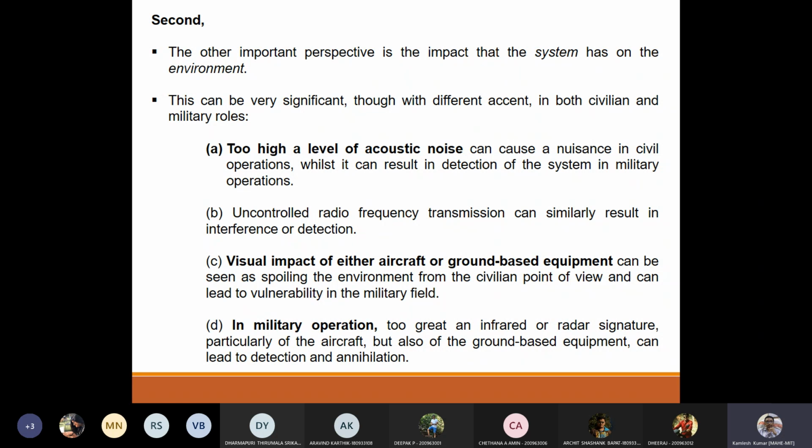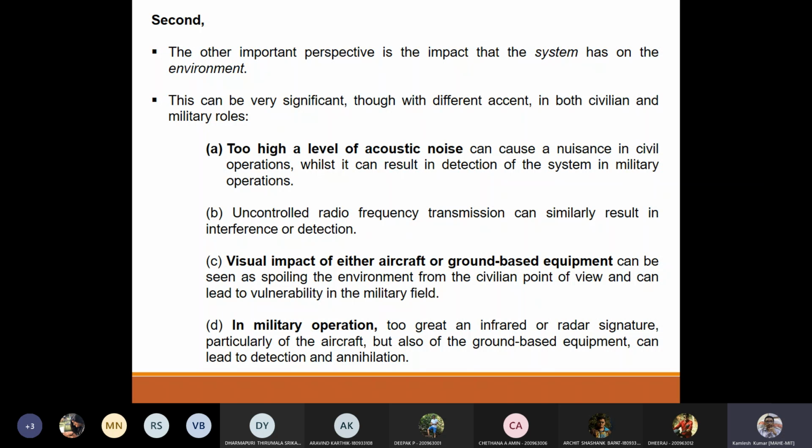The visual impact of either aircraft or ground-based equipment can be seen as spoiling the environment from the civilian point of view, and can lead to vulnerability in military fields. So this should also be considered. Are you looking at the visual impact of aircraft or ground-based equipment? Many times, in military applications, they check that the GCS should not be nearby residential areas, and should be very far away, in separate organization campuses. The GCS will be installed nearby, and your aircraft also should not affect the people.